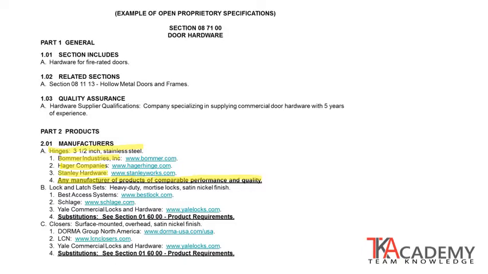This next example for lock and latch sets, again, this lists 3 different systems, manufacturers that may be used. But then here, this clause says a little bit different. This is substitutions, and it refers to another section of the specs. So this says if you want to use anything besides this, you have to do a substitution request before and get prior approval.